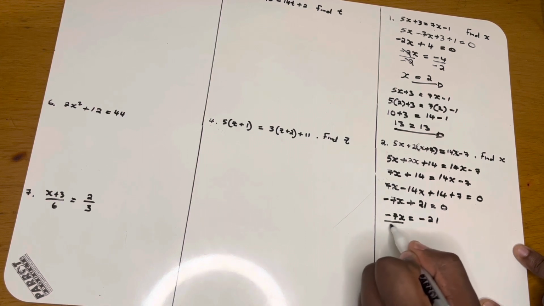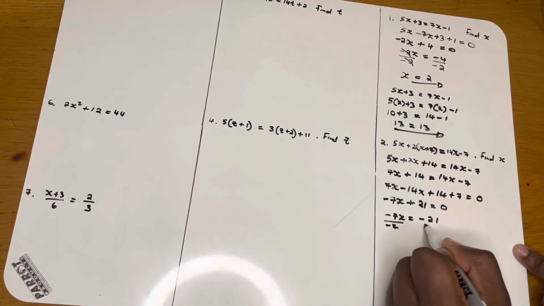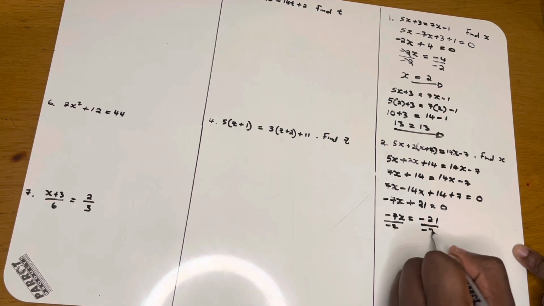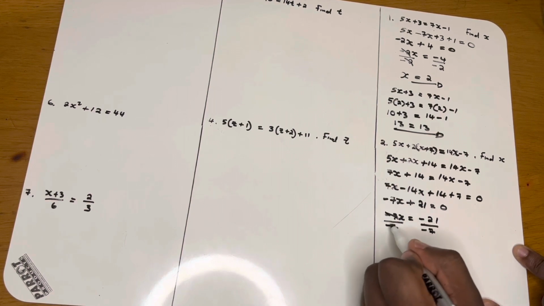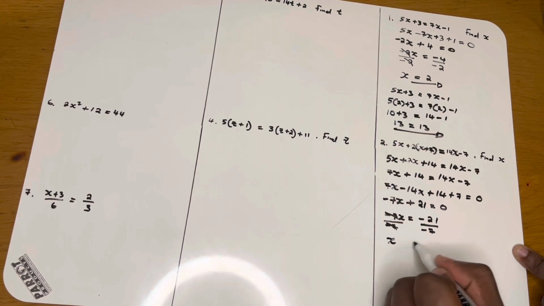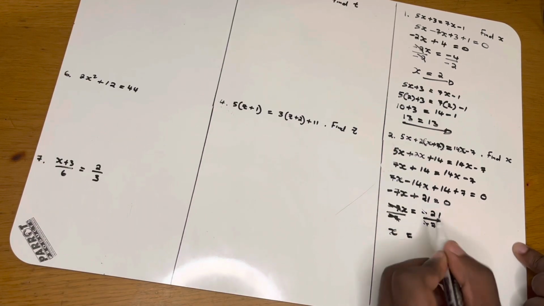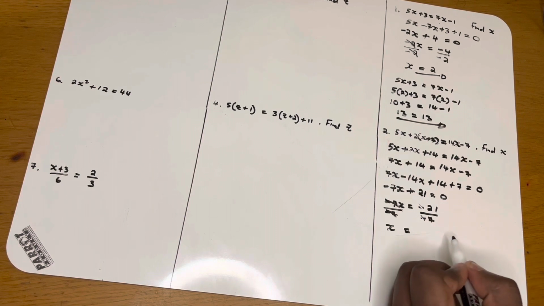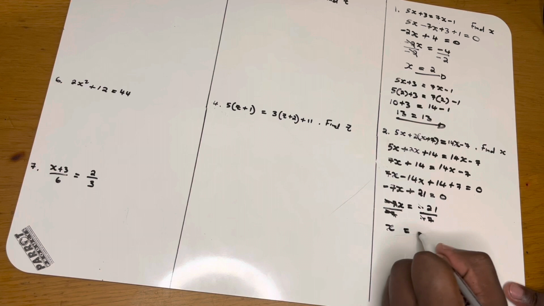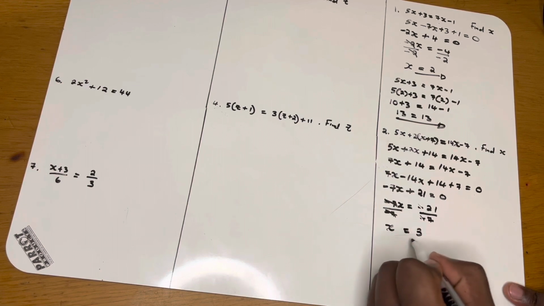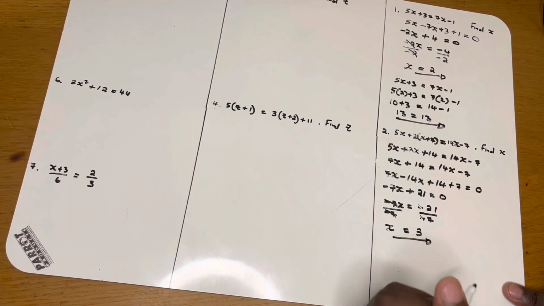We have to divide by minus 7 to get x both sides. So this 7 cancels with this 7, we're left with x on this side, then it'll be equal to this. The negative cancels with this negative. So now we're left with 21 divided by 7, that will be 3. Okay, the value for x is 3.